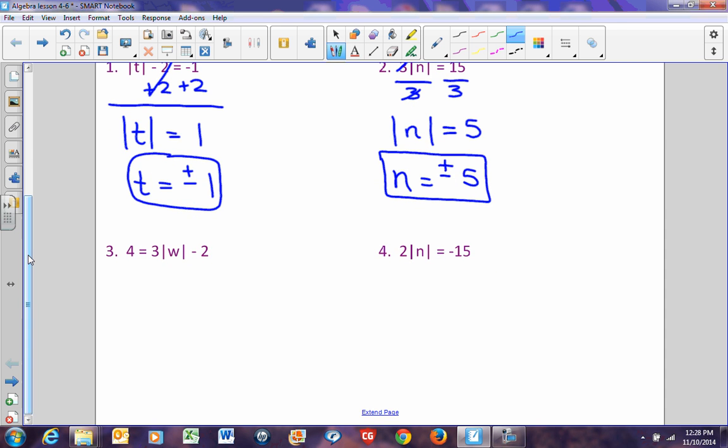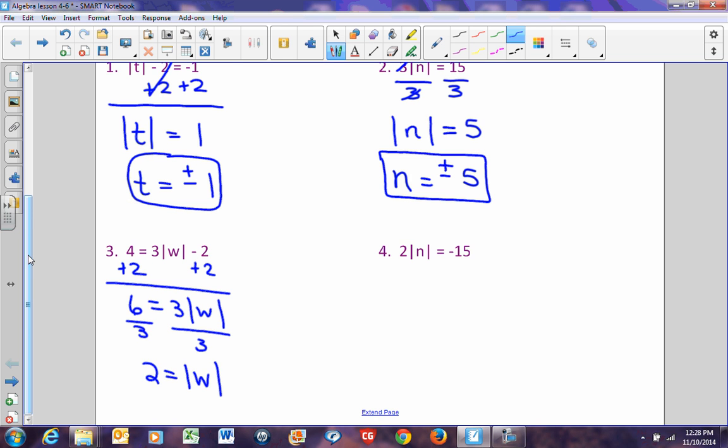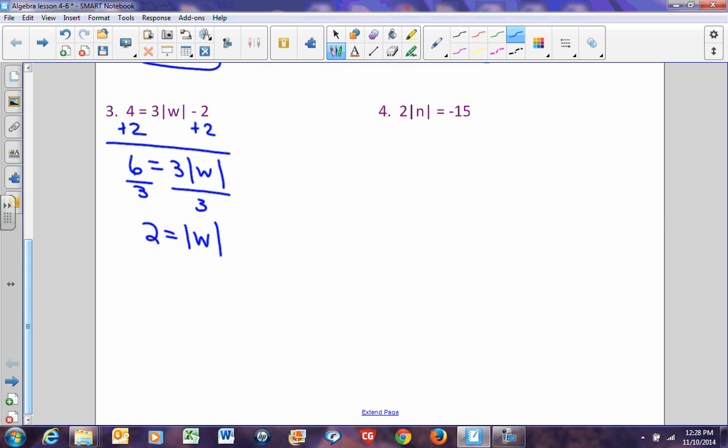We look at problem number 3. The first thing I have to do here is get rid of the negative 2. So I will add 2 to both sides of my equation, and I get 6 equals 3 times the absolute value of w. So now I need to divide by 3. So I get 2 is equal to the absolute value of w. So therefore, w equals both positive and negative 2, because the absolute value of positive 2 is 2, and the absolute value of negative 2 is 2.